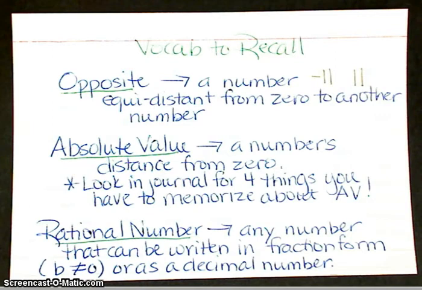The last is about rational numbers. In the book, to be honest with you, the definition is a little bit confusing. Pardon the bell in the background. But a rational number is any number that can be written in fraction form, but remember the denominator cannot be 0, or it can be written as a decimal number. Those are the vocabulary words I needed you to remember for today.